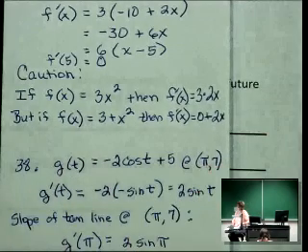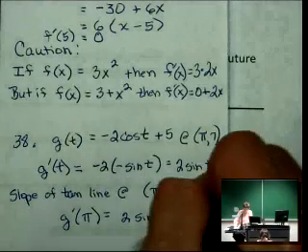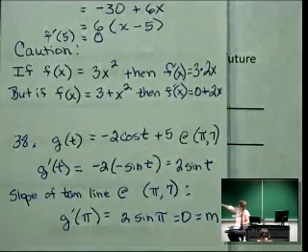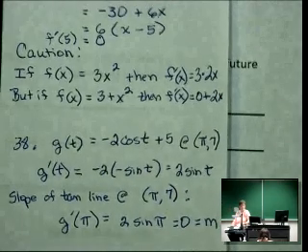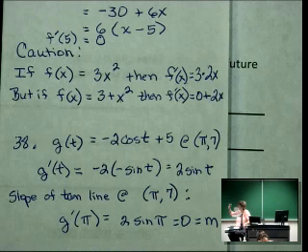What is 2 sine of pi? 0. So what does that tell you happens to this graph at pi, at the point (pi, 7)? It's a high point or a low point. I don't know which one, but if it's what makes the derivative 0, it's a high point or a low point. All right?